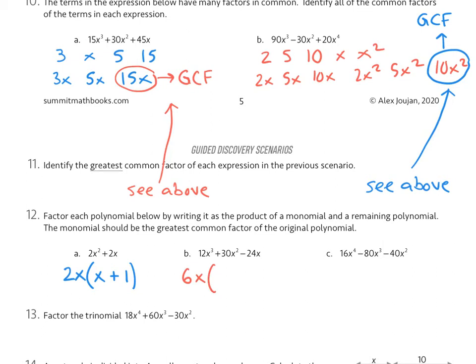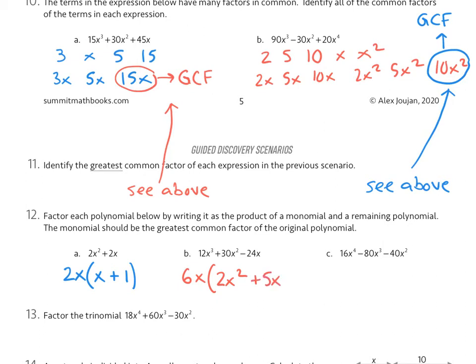Now I have to think about what 6x can be multiplied by to equal 12x to the third power. 6 times 2 is 12. X times x squared is x cubed. So 2x squared. 6x times what equals 30x squared? 6 times 5 is 30. X times x is x squared. So 5x, and that would be plus.